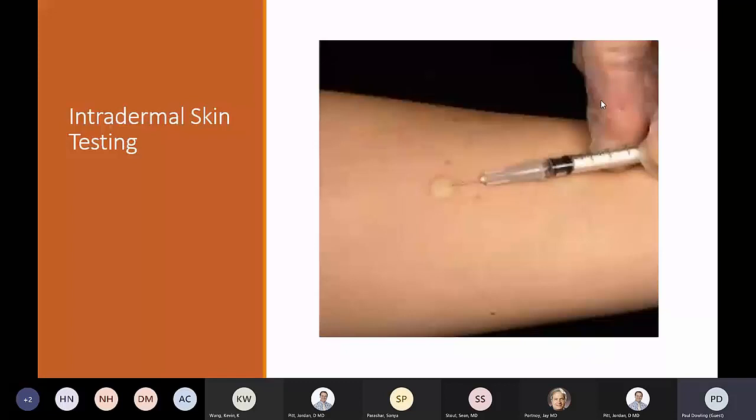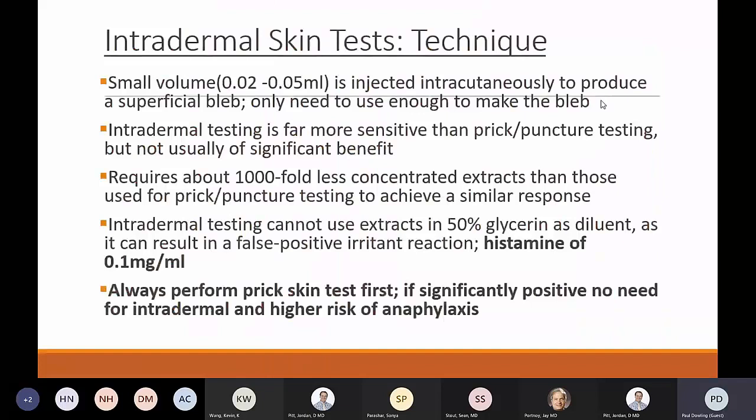So in the intradermal skin test, the technique is different. You inject a small volume, 0.02 to 0.05 mL, basically enough to create a bleb. It's injected intracutaneously, and again, you only need enough to make a bleb. The intradermal testing is far more sensitive than prick skin testing, but is usually not a significant benefit.